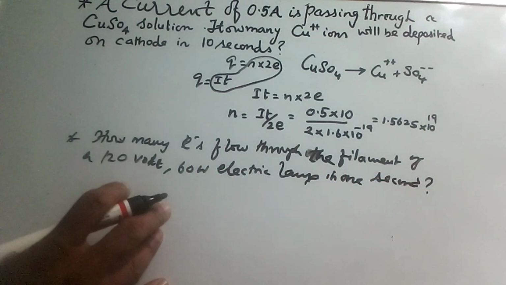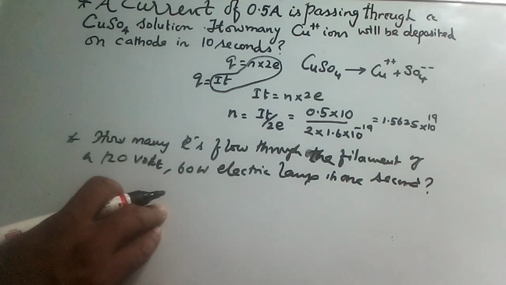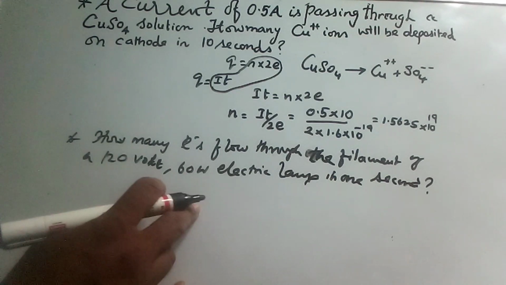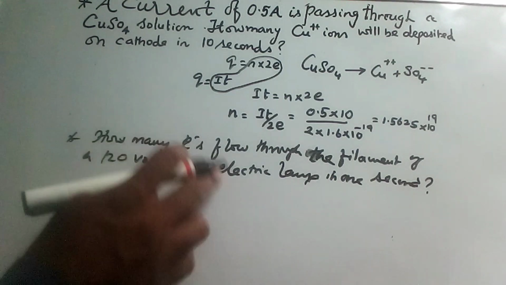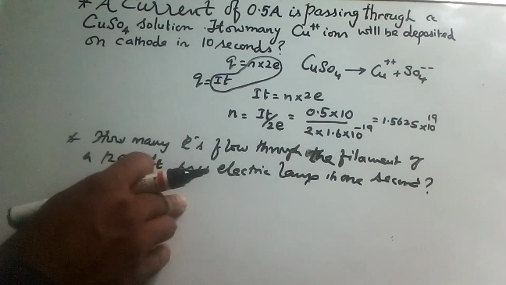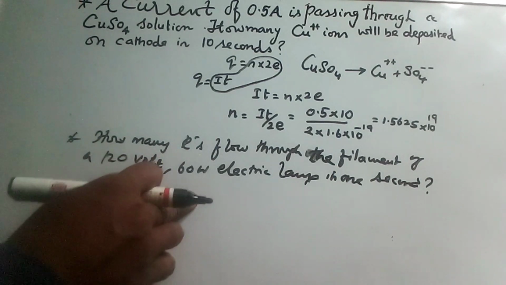Now we can calculate how many electrons flow through the filament of a 120 volt and 60 watt electric lamp in 1 second. This is the rating of the bulb given: 120 volt and 60 watt.